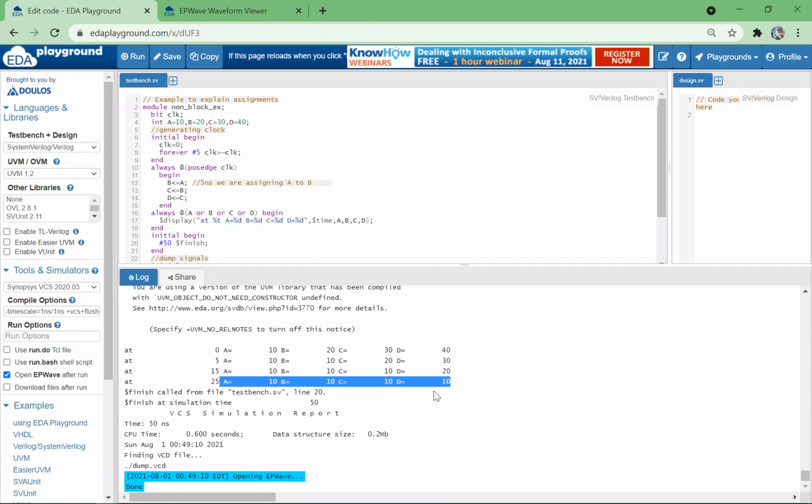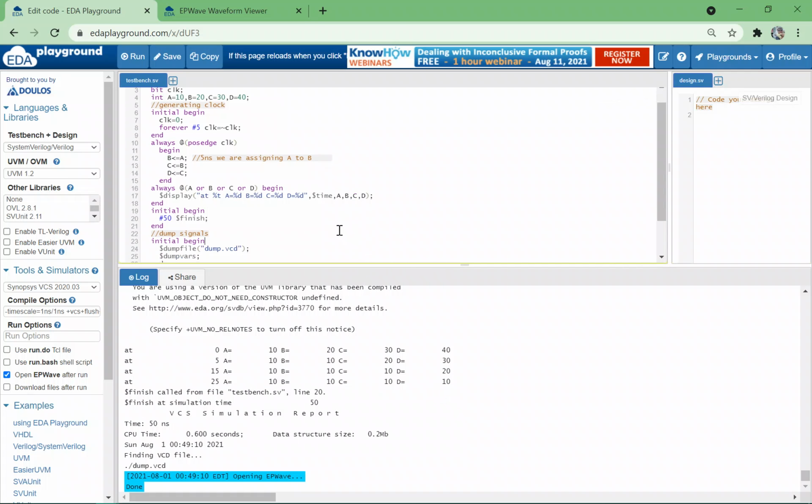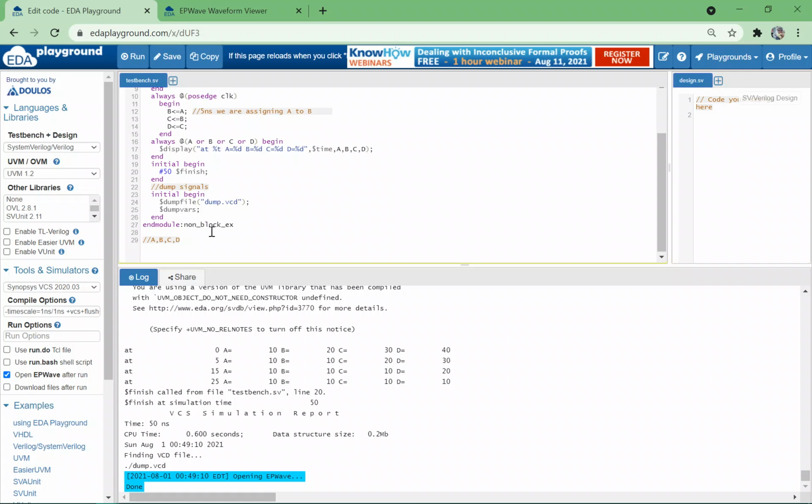So I hope this training helps you clarify certain things in Verilog, such as assignments, either blocking or non-blocking, and how the triggering takes place. Also, how to display the signals in Verilog, and also how to dump, and how to use EDA Playground. All these five things you should have understood from this video.